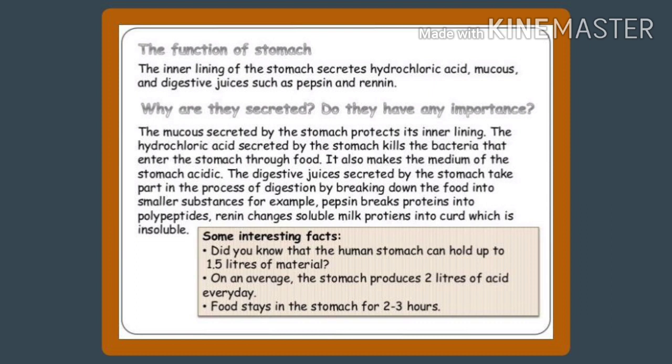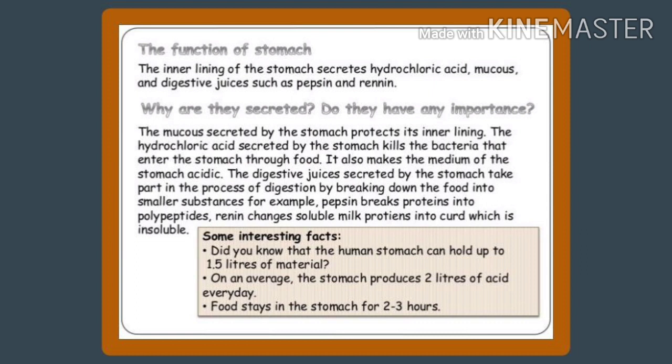Now what is the purpose of this mucus? Now as you all might have heard, hydrochloric acid is used in chemistry labs also, and it is a very corrosive acid. It's a very dangerous acid, right? So why are they secreted? Do they have any importance?